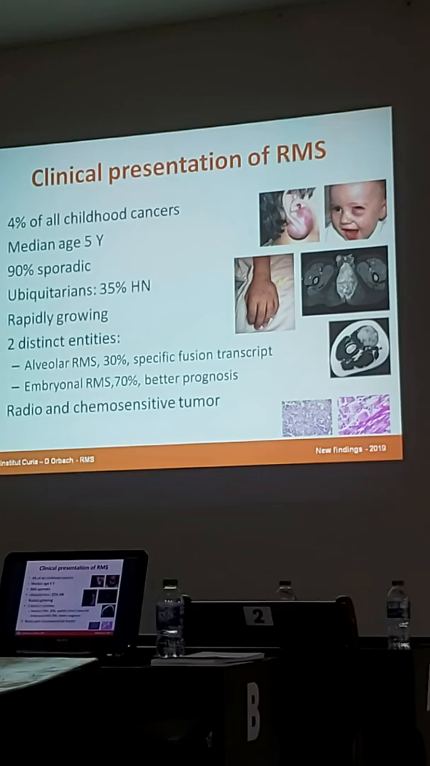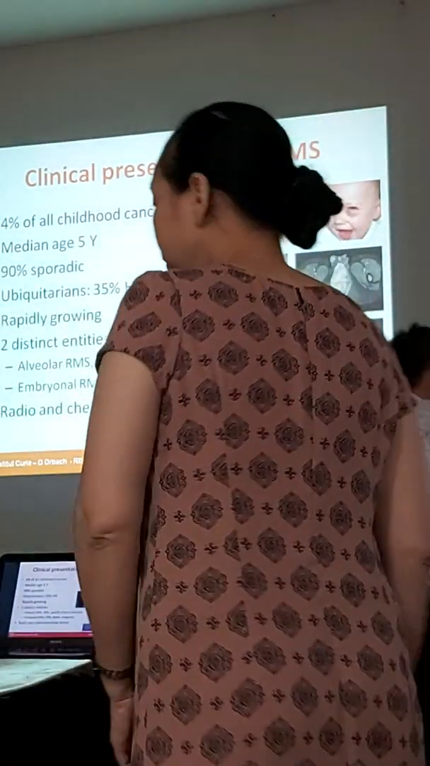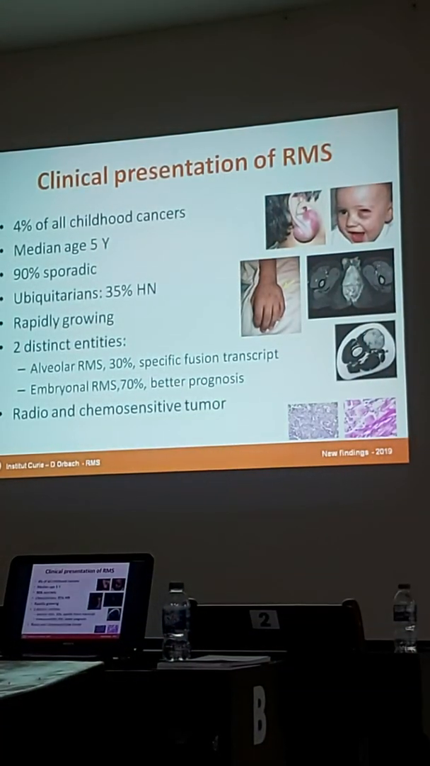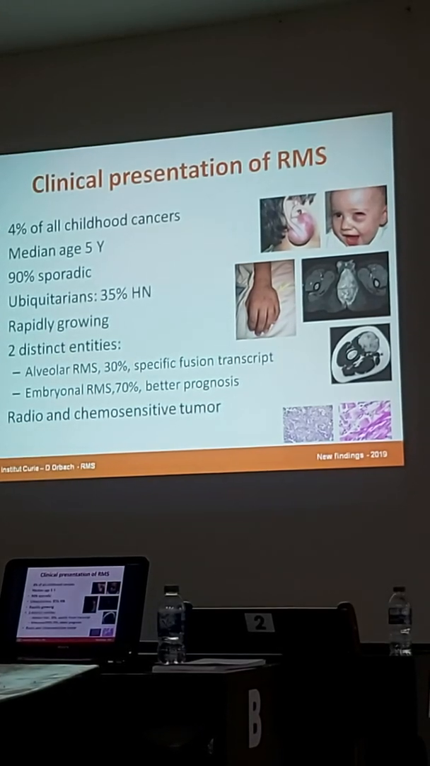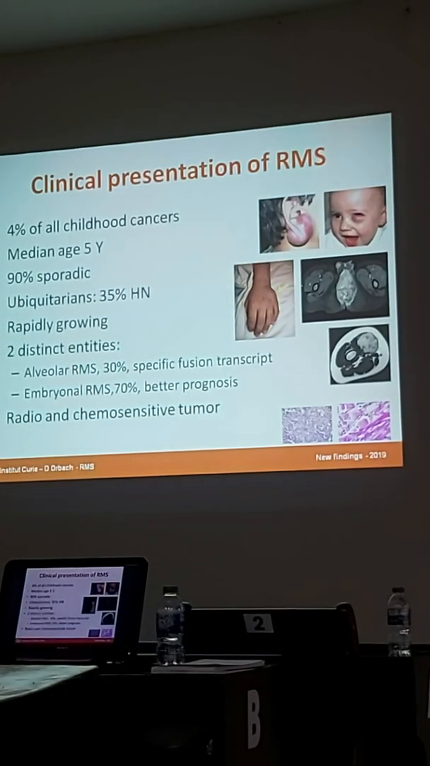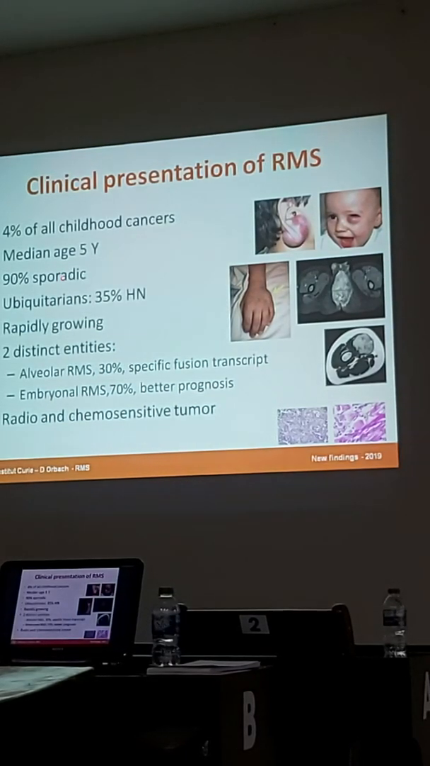So, just to remind you that rhabdomyosarcoma represents something like 4% of all childhood cancer. The median age is 5 years, and I have said previously that we have tumors in very young patients, 2, 3, 4 years of age, and tumors that occur in adolescents.